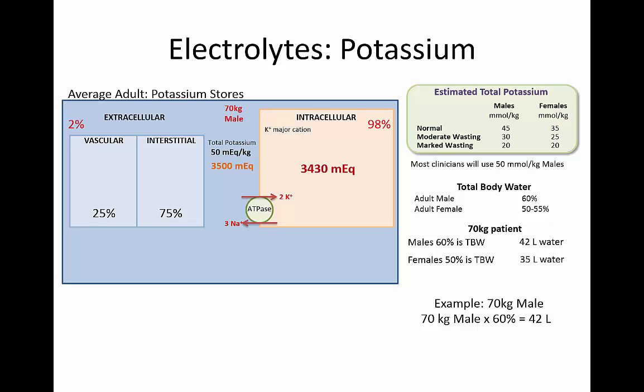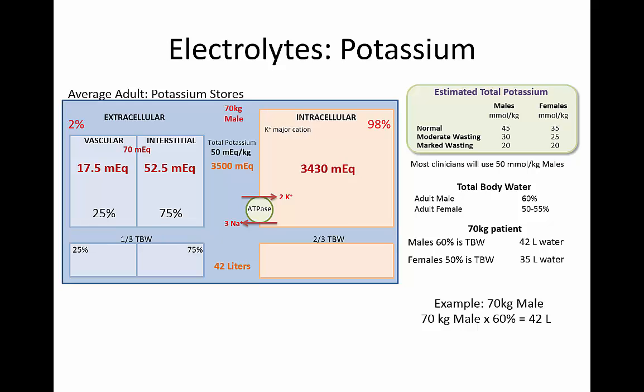90% of that would give you 3,430 milliequivalents in the intracellular compartment, with 70 milliequivalents left over for the extracellular compartment. Breaking on the ratio of 25 to 75%, you get 17.5 milliequivalents and 52.5 milliequivalents respectively. Looking at total body water, 2/3 of the body water is in the intracellular space, 1/3 of which is in the extracellular. Again, this is a ratio of 25 to 75%.